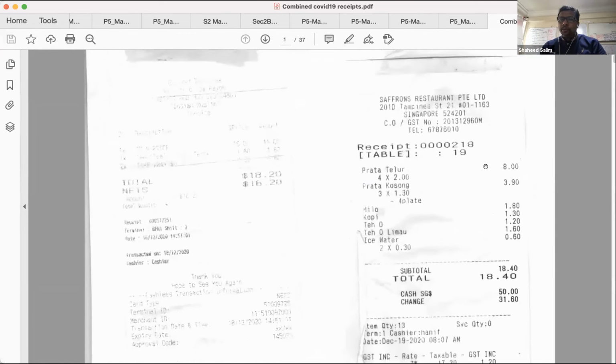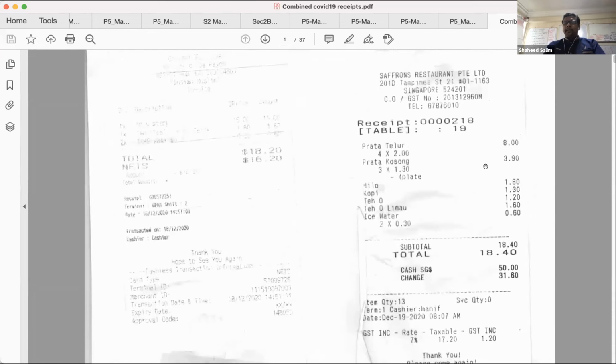I went to Saffron restaurant. There were a few of us. We had prata telur, and then prata kosong, then Milo, coffee, teh o limau, ice water. So they add up. It's not me alone, but 4 persons. We were doing the shoot for the documentary, the one shooting Andalus. So now all of this we add up. We get 1840. So let us look at the question now. Hold on, the question.